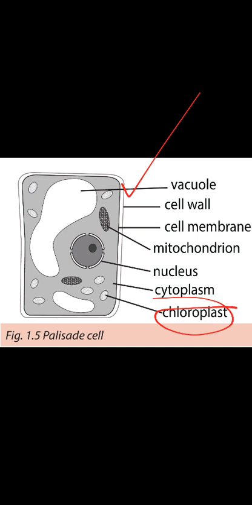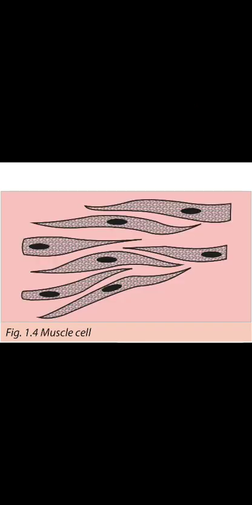Let me show you another cell again. This is what we call muscle cell. And I told you the main function of muscle cell is to create movement, to allow you to move. And this one, I told you again that this is what we call red blood cell.